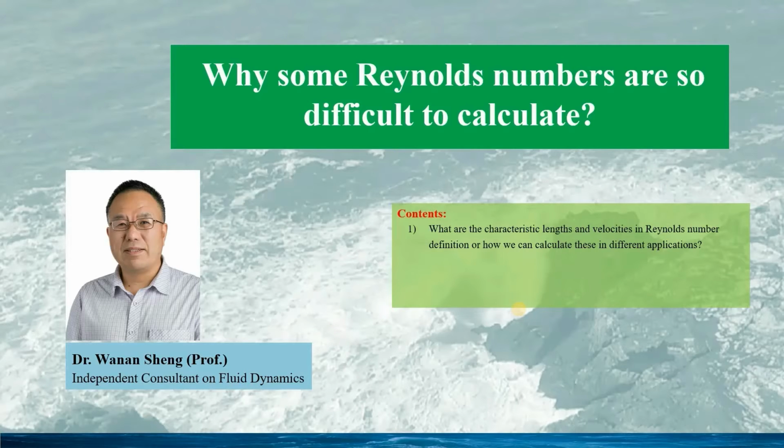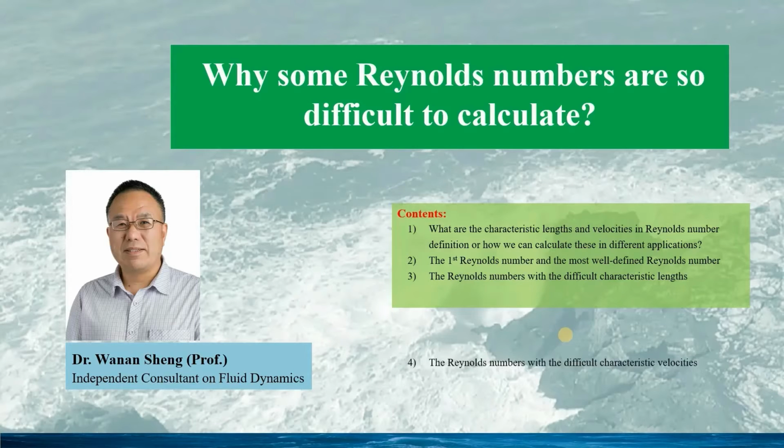Superficially, the characteristic length and velocity are very simple, but for some practical applications, determining the characteristic length and velocity might not be an easy task. In this talk, we will see the very first Reynolds number and the most accepted Reynolds number, and then we will see the examples for Reynolds numbers with difficult characteristic lengths, as well as the examples for Reynolds numbers with difficult characteristic velocities.